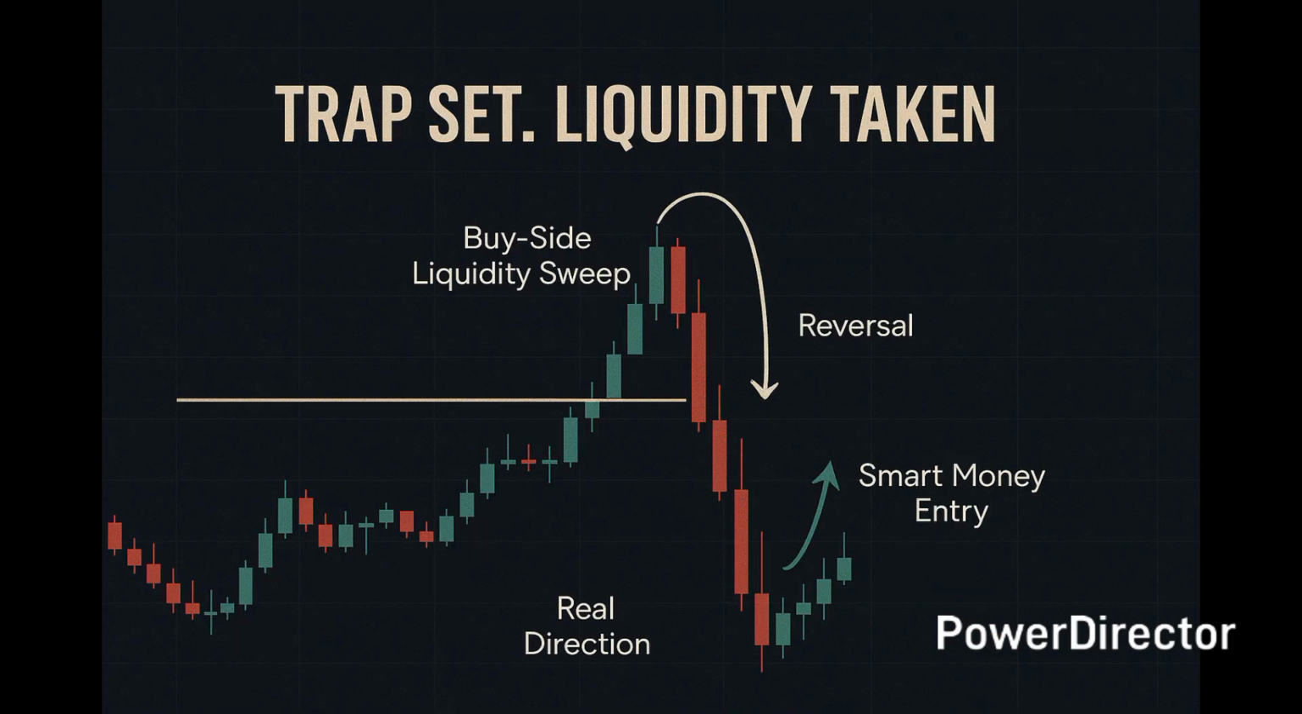Let's break it down with an example. Imagine price is moving upward toward a recent high. Retail traders start buying in fear of missing out, while others place their stop losses just above the high. Now, smart money pushes the price slightly above that high, triggers the stop losses, collects liquidity, and then dumps the price downward. This is called a buy-side liquidity sweep, followed by a sell-off. It's not manipulation, it's how the market works.